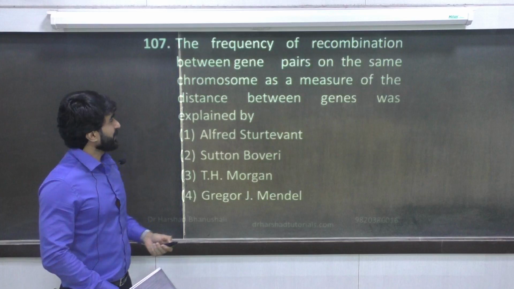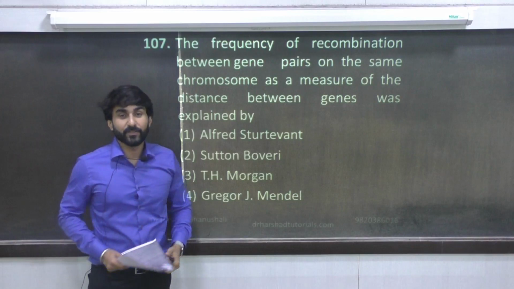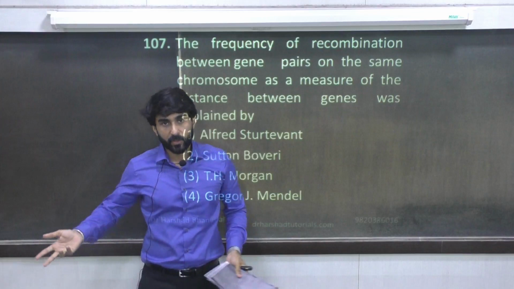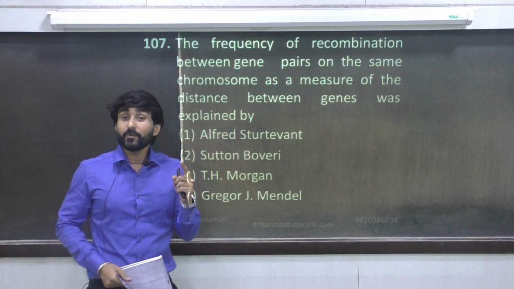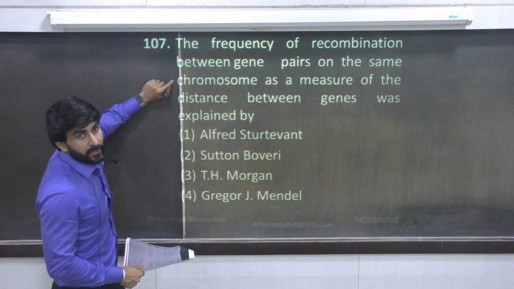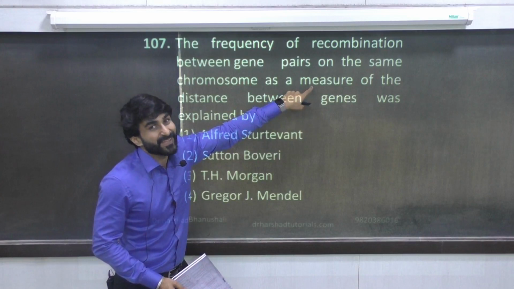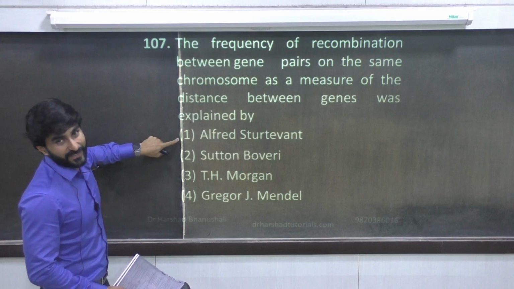Now, question number 107 is a question about linkage. When we learn about linkage, there are two individuals which we always learn about. One was Morgan, who actually did the experiments on linkage, and the other was the student of Morgan, who found out the way to measure them. Since this question is not about discovery of linkage but about the measuring of linkage, your answer would be Alfred Sturtevant.